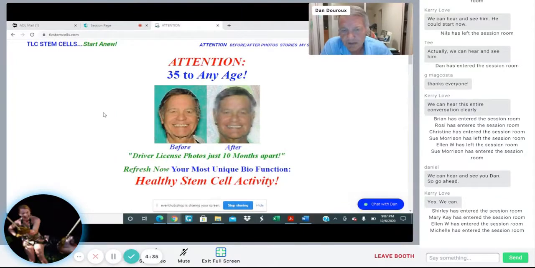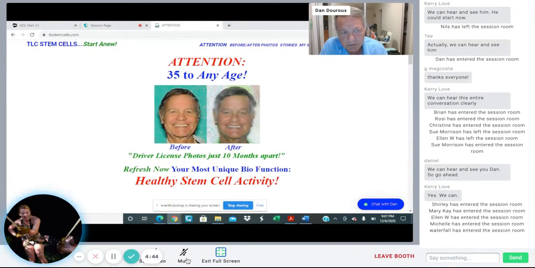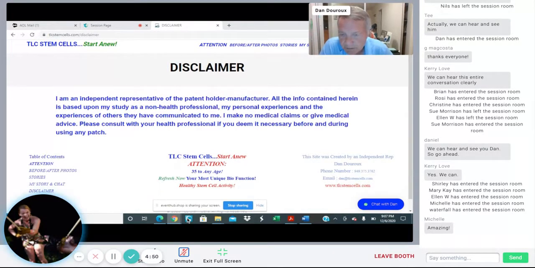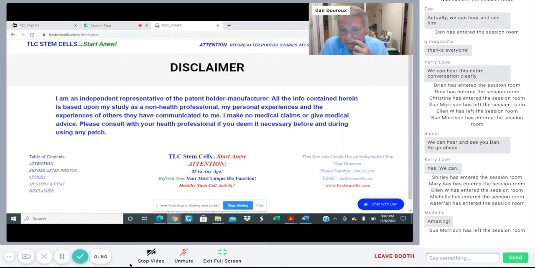That is my before and after picture. I'm 72 years old in January, and I'm going to kind of start from the back here. I'm going to go to the disclaimer here real quick. I'm just going to go through this information site. I'm an independent rep for the patent holder, and I'm not a health professional. I'm a health enthusiast, non-health professional, and I had a cancer scare 11 years ago.